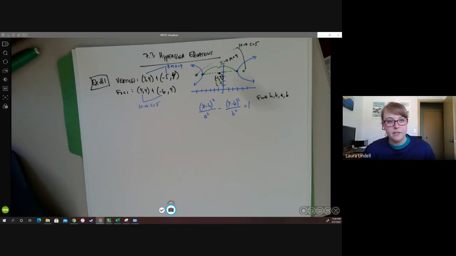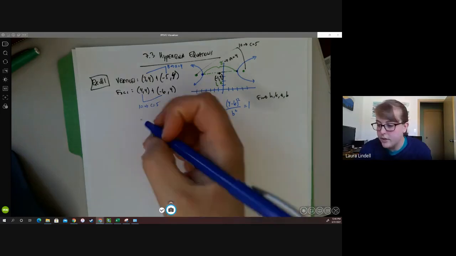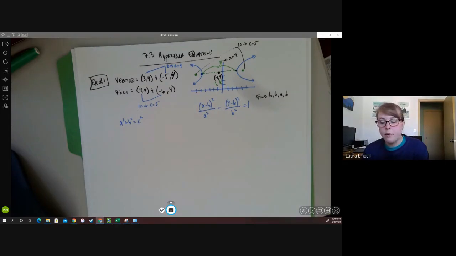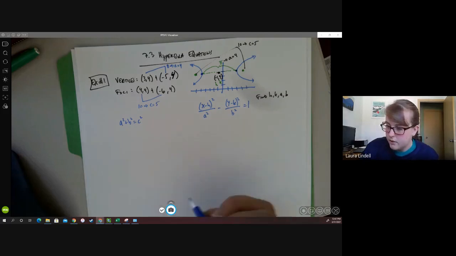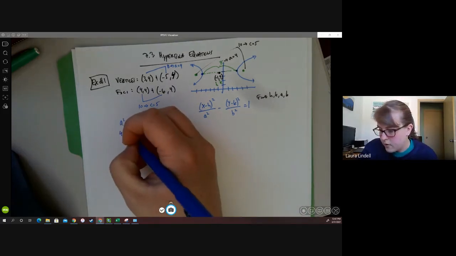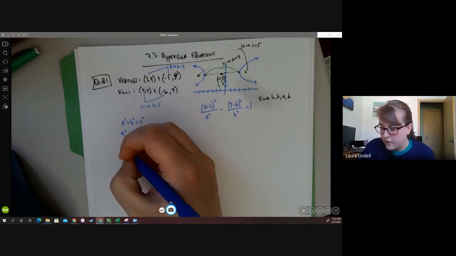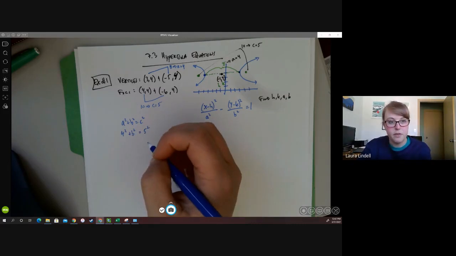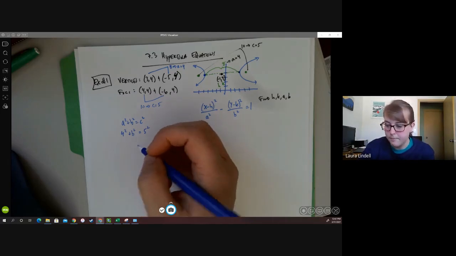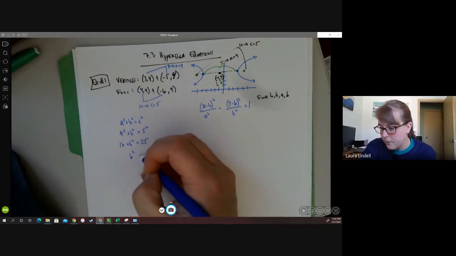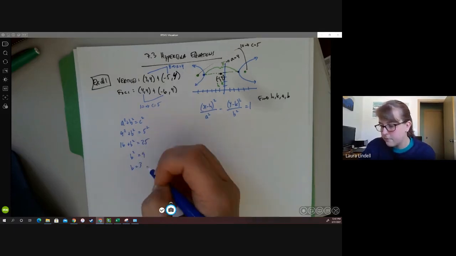So now that we have a and c, we can use a squared plus b squared equals c squared to figure out what b is. And then we can plug all of those things into our equation. So a was 4 and c was 5. So for those of you who are familiar with Pythagorean triples, b is going to be 3. But anyway, 16 plus b squared equals 25. So b squared is 9, so b is 3.